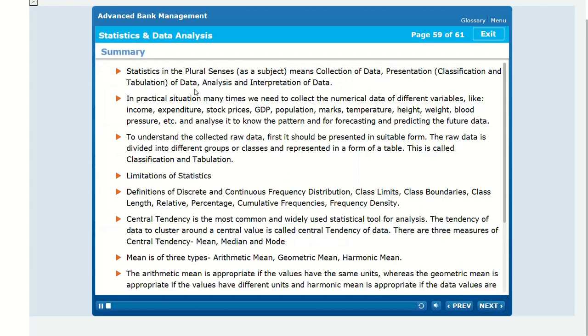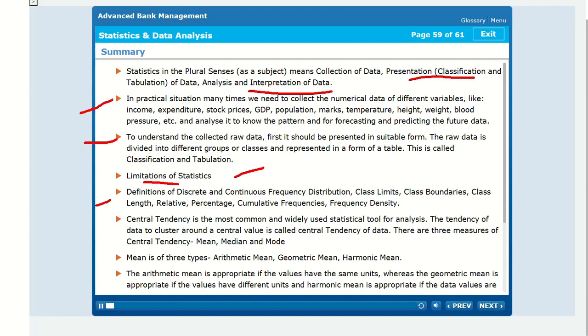Summary. Statistics in the plural sense means collection of data, presentation of data, analysis and interpretation of data. In practical situations many times we need to collect the numerical data of different variables, like income, expenditure, stock prices, GDP, population, marks, temperature, height, weight, blood pressure, etc., and analyze it to know the pattern and for forecasting and predicting the future data. To understand the collected raw data, first it should be presented in suitable form. The raw data is divided into different groups or classes and represented in the form of a table. This is called classification and tabulation.